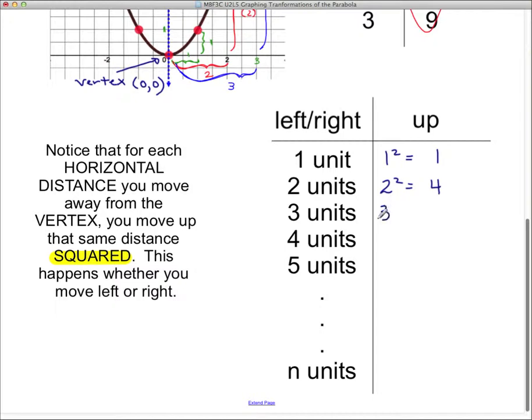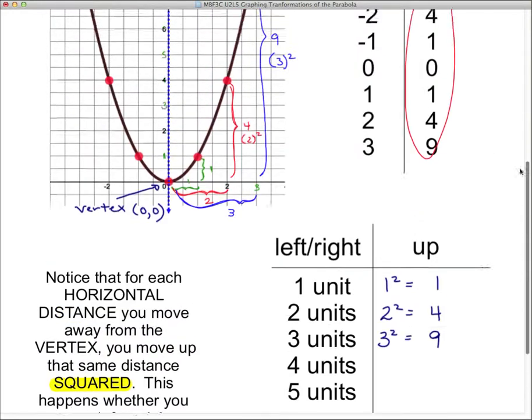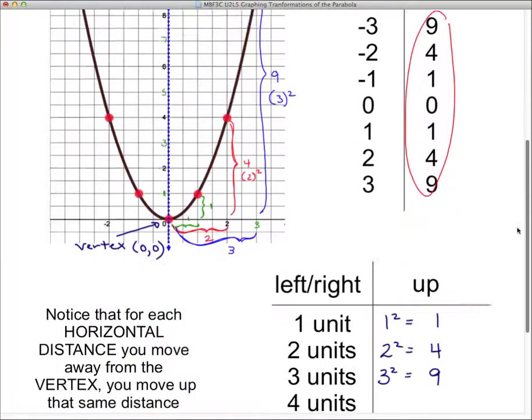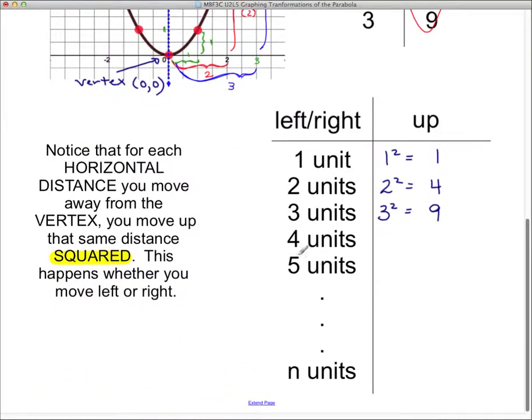Over 3 units, we go up 3 squared, which is 9, and then that took us right off our chart. We didn't have any more dots after that on our parabola. But we can imagine carrying on this pattern where if we went over 4 units, we go up 4 squared, which is 16. 5 units gives us 5 squared, which is 25.